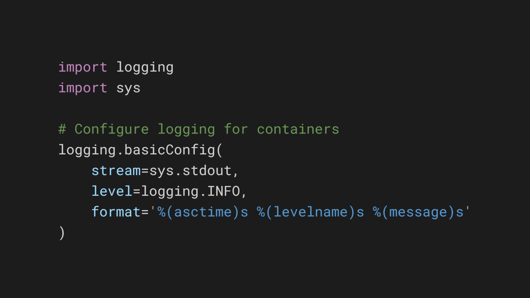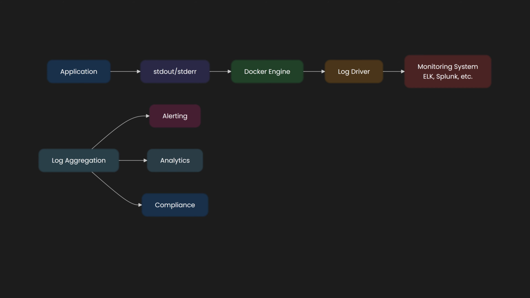Container logs go to stdout and stderr, not files. Docker captures these streams and forwards them to logging systems. In production, logs flow from applications to Docker, then to log drivers like ELK or Splunk. This enables centralized logging, alerting, analytics, and compliance monitoring. It's essential for troubleshooting and performance analysis.